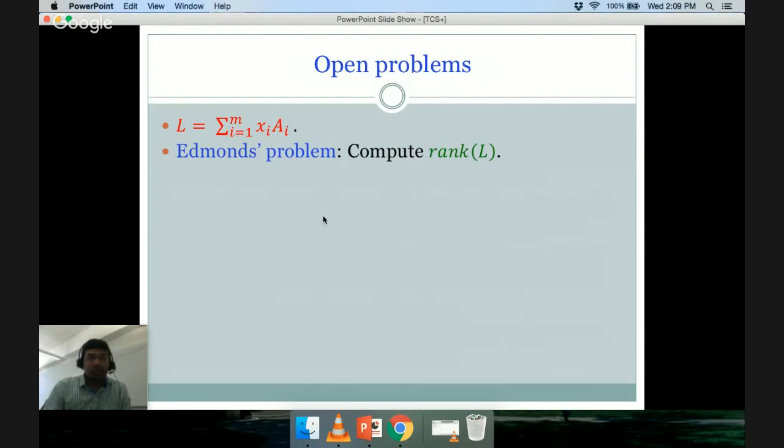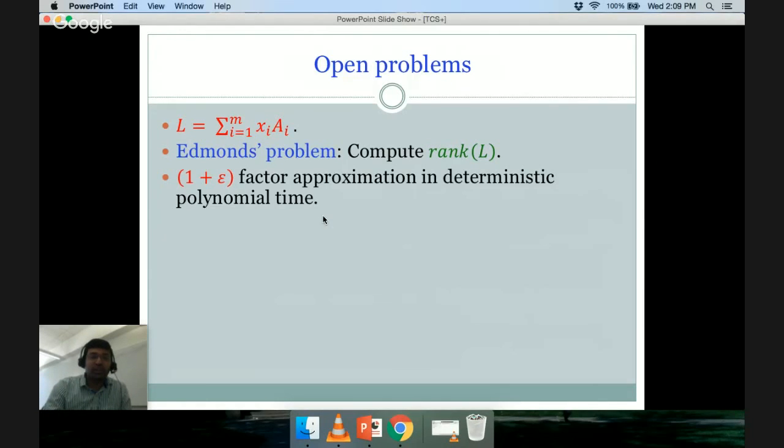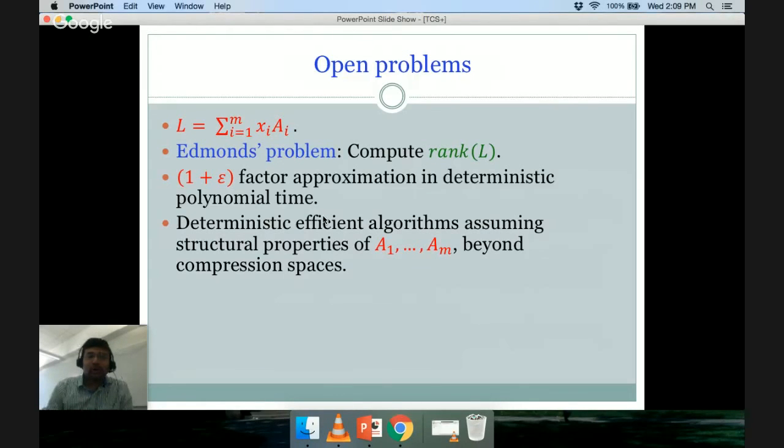Okay. So another open problem connected to Edmonds' problem, I already mentioned: design a 1 plus epsilon factor approximation in deterministic polynomial time. And again, can we design efficient algorithms for the Edmonds problem assuming some structural properties of A1 to AM? So I already said that when A1 to AM are compression spaces, this algorithm gives you a way of computing commutative rank as well.